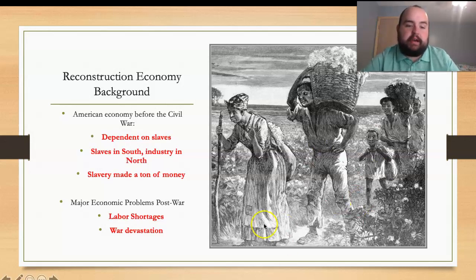So you have to figure out how to keep the economy going, at least from the perspective of a southern plantation owner. Then, of course, the war devastation is never a great thing either. A lot of infrastructure was destroyed. If you're familiar with William Sherman's infamous March to the Sea, he destroyed quite a few railroads and railroad lines all across the South. So there's going to be a lot of difficulty in transporting goods and producing anything. So that's something else we have to deal with.